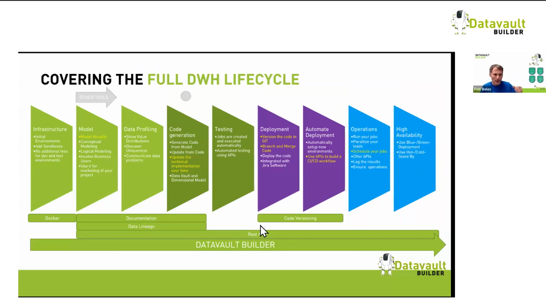So what are the processes that we need to cover to do that? It starts with infrastructure automation to set up the whole tool that we are using. It's about modeling and code generation. We can have a look at data profiling. Then there is testing, automated deployment, operation, and high availability. And this is always supported by documentation, data lineage, and everything can be automated through REST API.